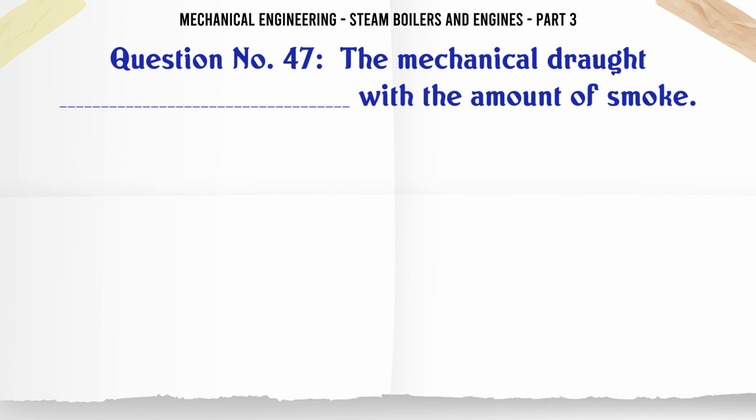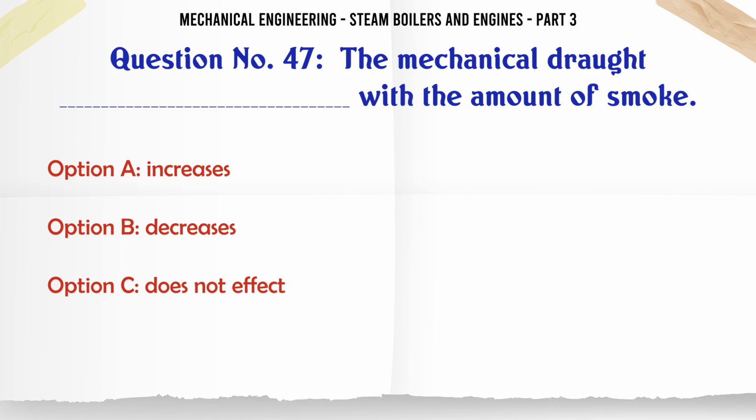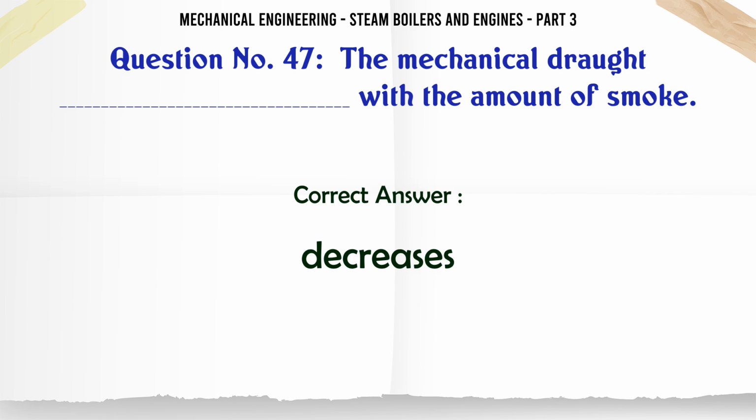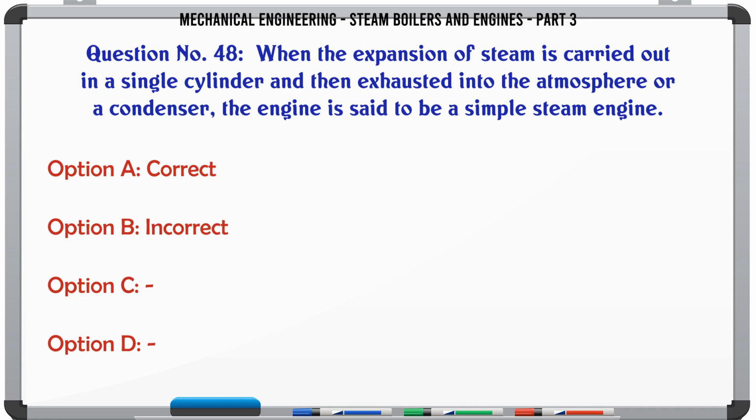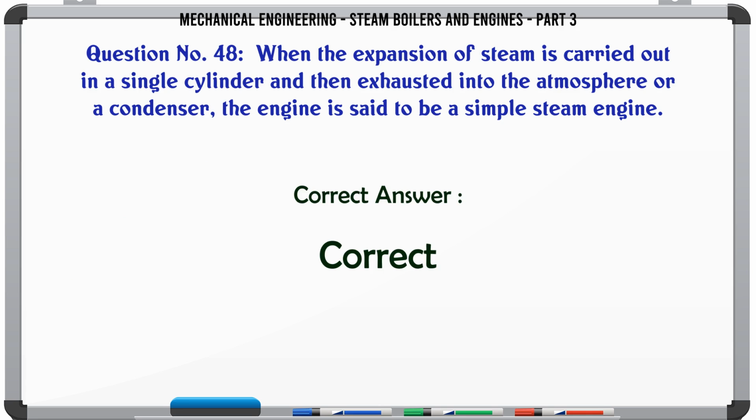The mechanical draught with the amount of smoke. A. Increases. B. Decreases. C. Does not affect. D. The correct answer is decreases. When the expansion of steam is carried out in a single cylinder and then exhausted into the atmosphere or a condenser, the engine is said to be a simple steam engine. A. Correct. B. Incorrect. C. D. The correct answer is correct.